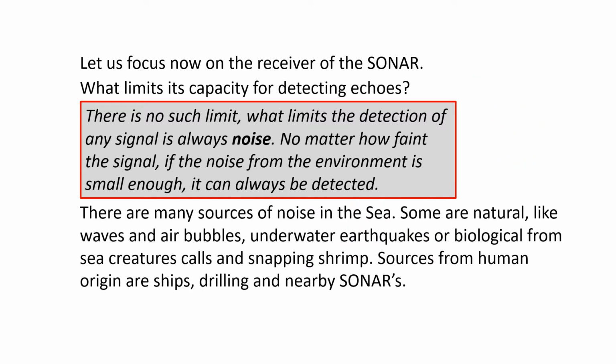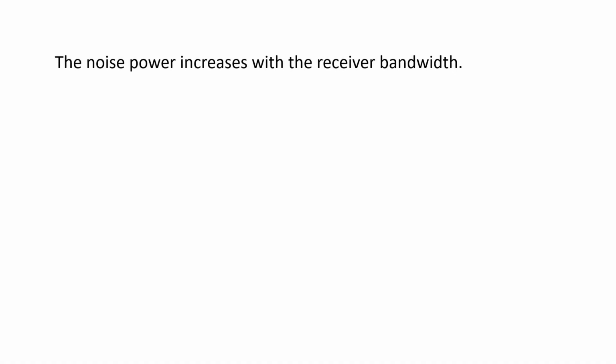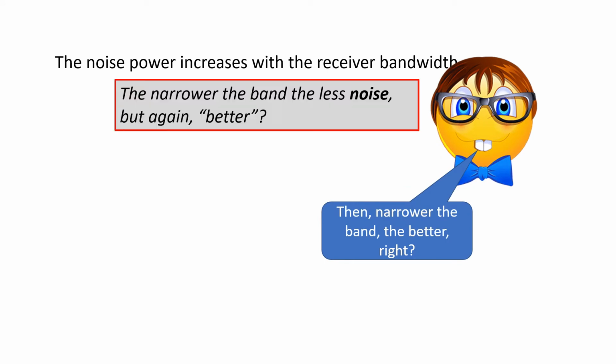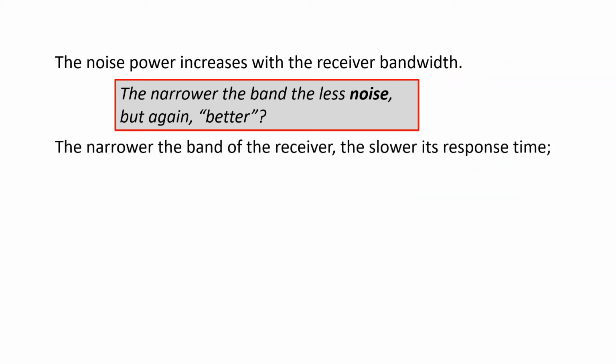There are many sources of noise in the sea. Some are natural, like waves or bubbles, underwater earthquakes, or biological, from sea creature calls and snapping shrimp. Sources from human origin are ships, drilling, and nearby sonars. The noise power increases with the receiver bandwidth. Then, the narrower the band, the better, right? The narrower the band, the less noise. But again, better? The narrower the band of the receiver, the slower its response time.